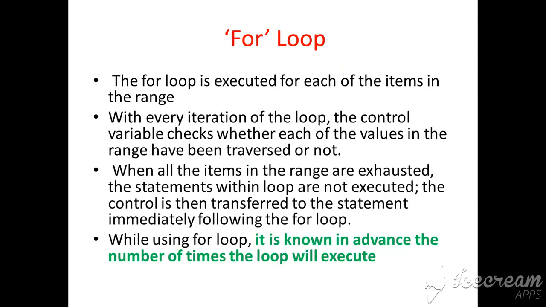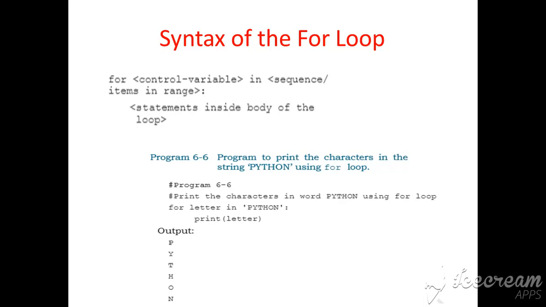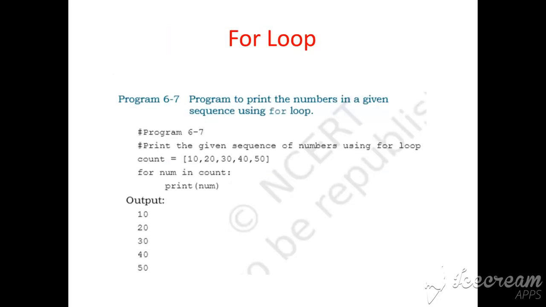Here the for loop is executed for each of the items in the range. With every iteration of the for loop, the control variable checks whether the item or value in the range has been traversed or not. In this example, first take the value of count as 10. Then the condition for num in count checks whether num is inside the count or not.